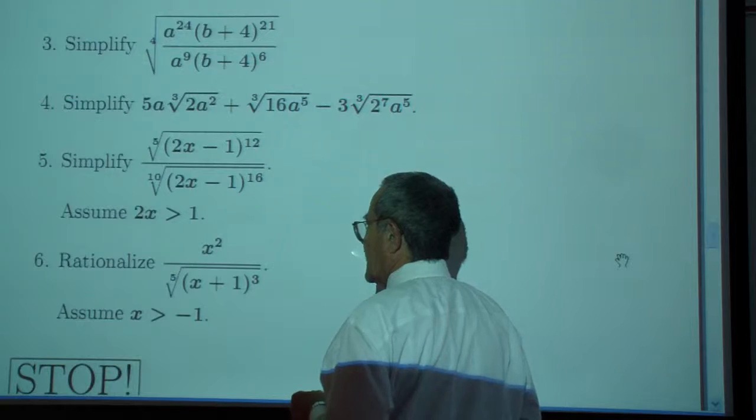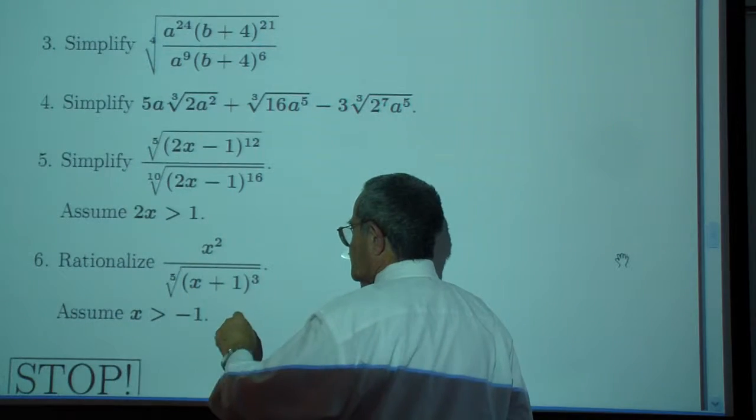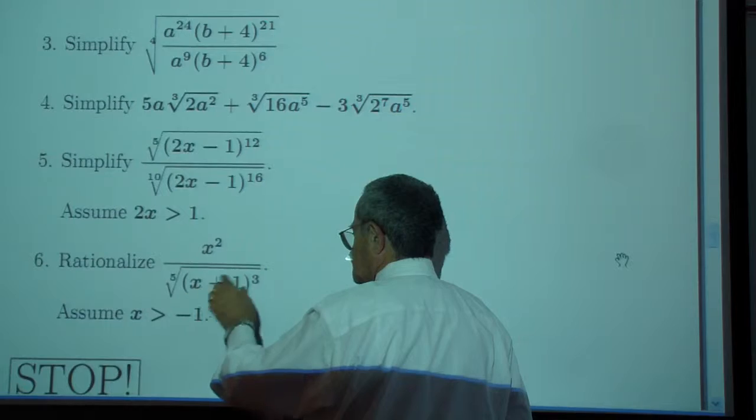And then finally, rationalize x squared over the fifth root of the quantity x plus 1 cubed.